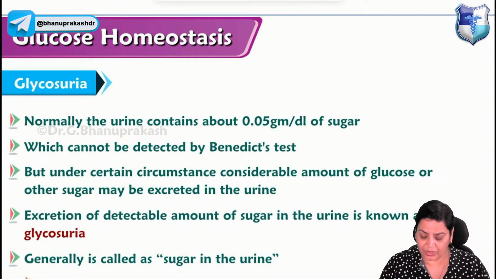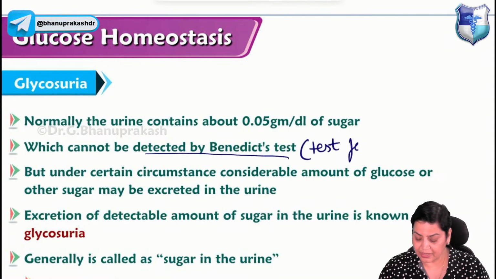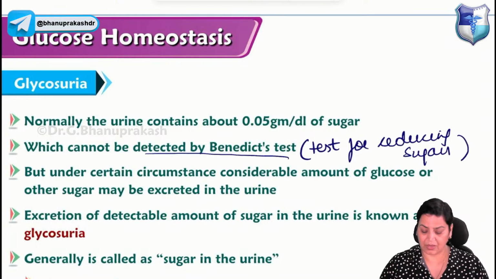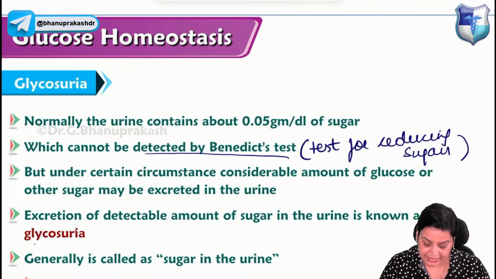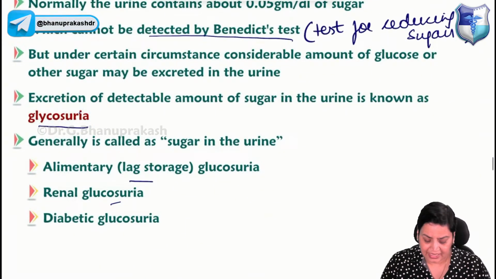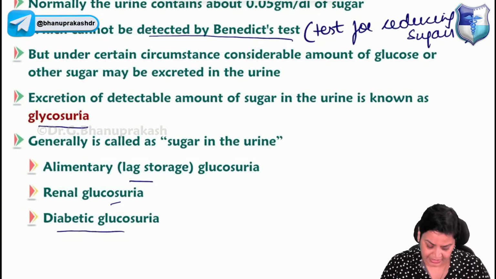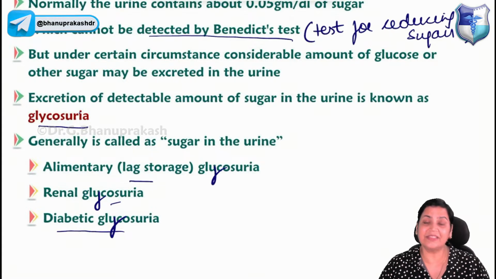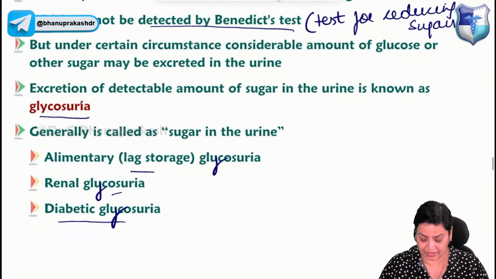Okay, so normally the urine contains a very small amount, which cannot be detected by Benedict's test. Now tell me, what is Benedict's test? I told you it was the test for reducing sugars. The excretion of a detectable amount of sugar in the urine is known as glycosuria. And glycosuria can be lag storage, renal glycosuria, but we are not going into that much detail. Diabetic glycosuria is very important. This is nothing but diabetes mellitus, when there is excretion of glucose in urine.